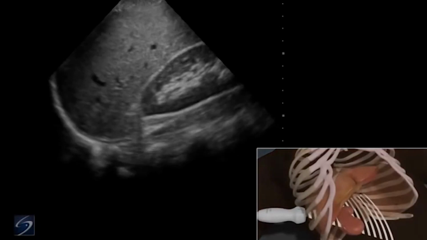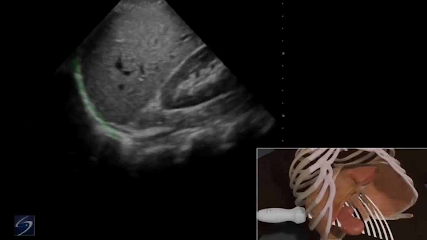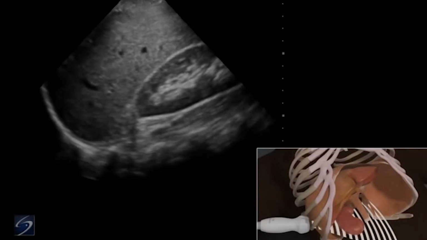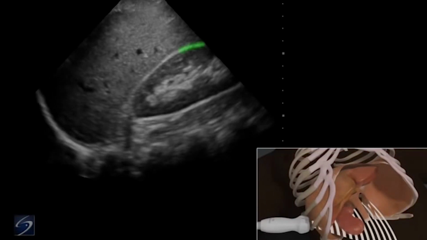Sliding the transducer upward will visualize the diaphragm and pleural interface. Sliding the transducer downward will visualize the inferior pole of the right kidney.